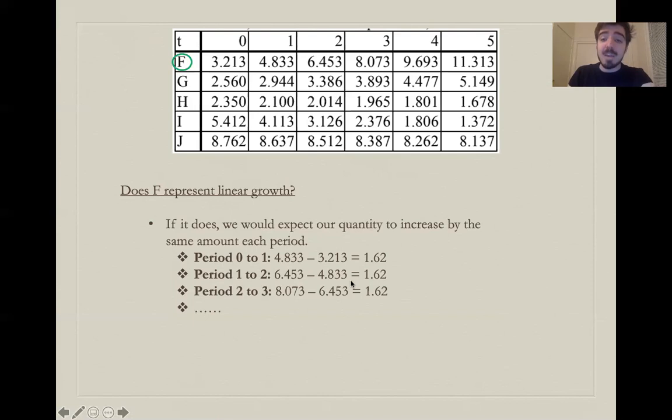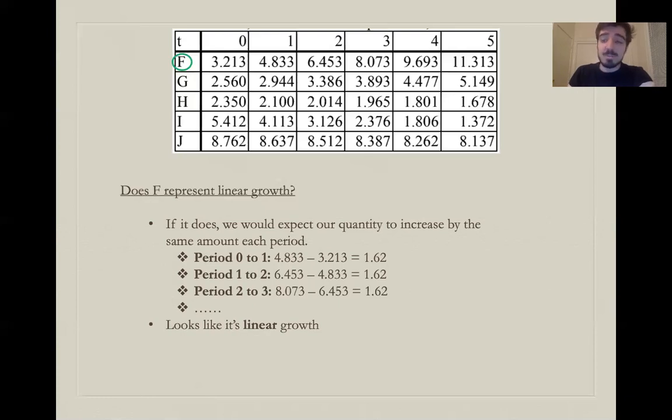Okay? And if we kept on going, we would see that each of these jumps is about 1.62. Okay? So this is looking like linear growth. Right? And so, of course, we don't really need to check exponential. We are done with identifying what kind of growth it is. But we would like to have a formula here.